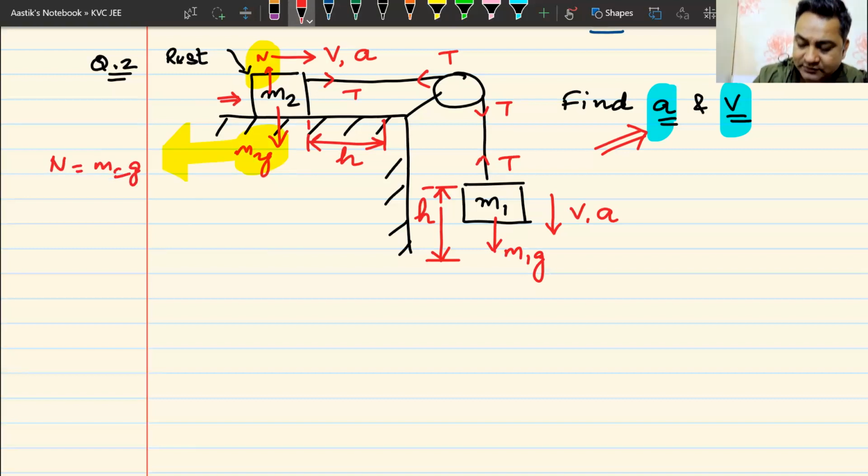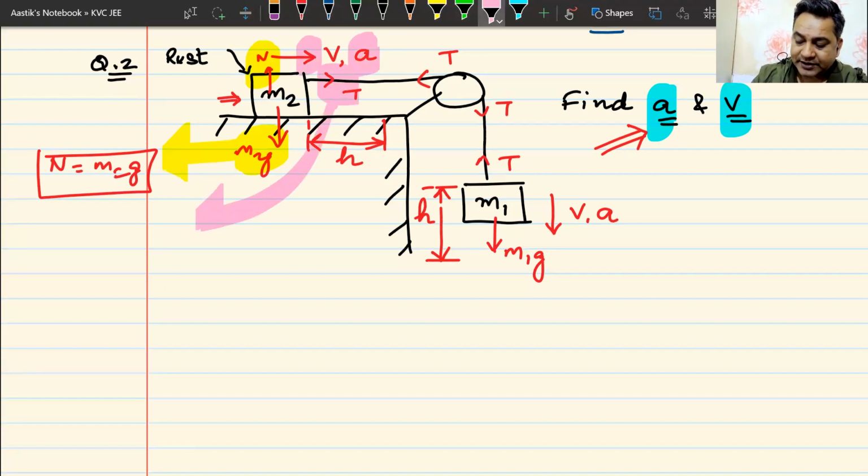Do we understand this? Normal reaction is m2g. Then I look at the equation of the two blocks. Let me first look at the red equation. T is here and the block is also accelerating in the same direction. So the red equation for this block becomes T is equal to m2a.